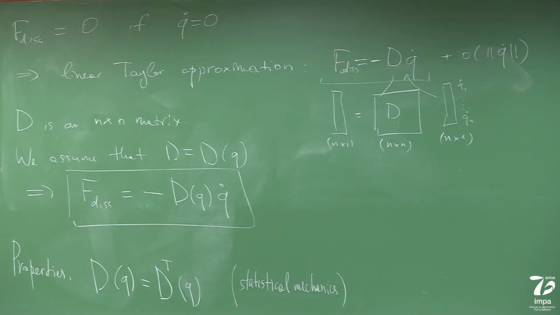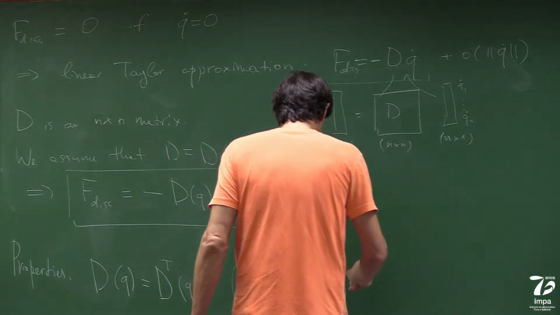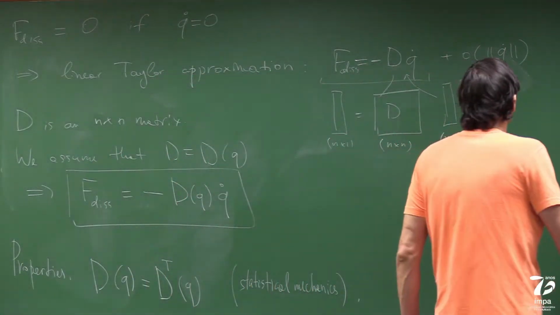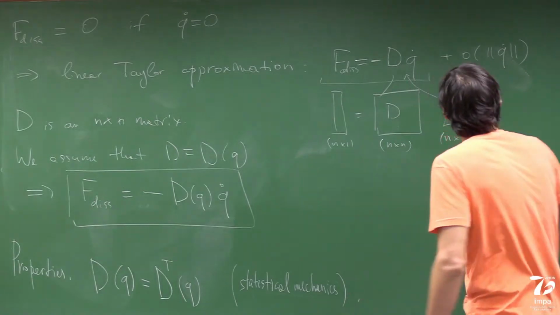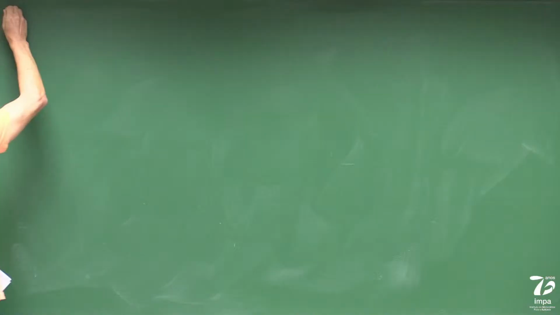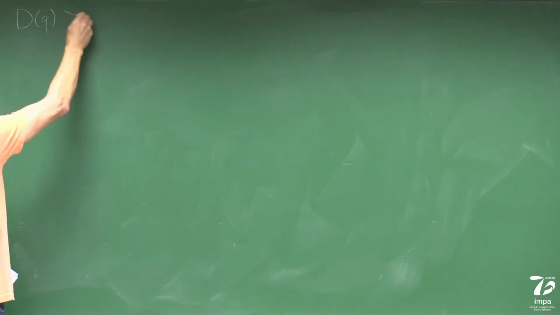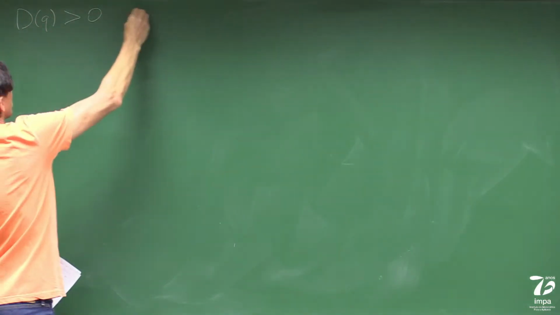Yeah, so that's not trivial. And the second condition is, under the first condition, the second will be natural. So we will see why it's natural. So the second condition is that the matrix is positive definite.